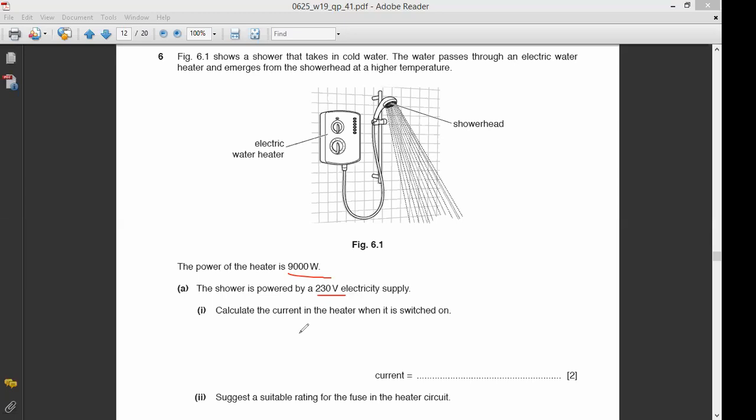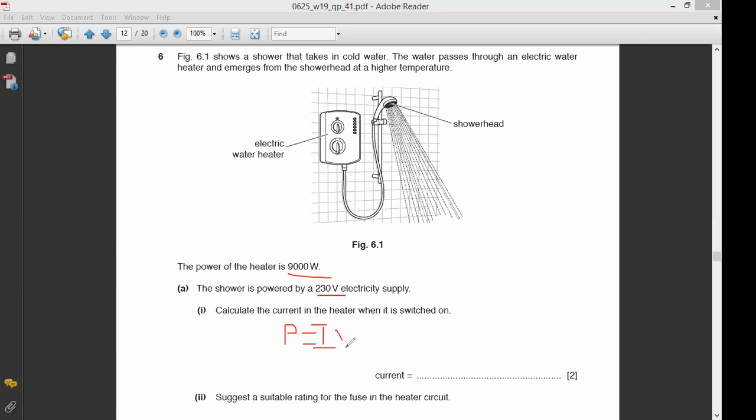Someone suggests IR or something, but no. Remember this formula: P is equal to IV.